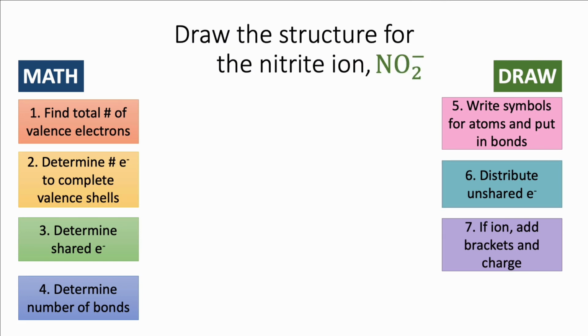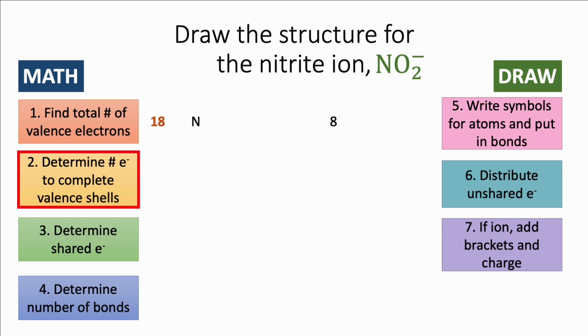Here is yet another ion, the nitrite ion, NO2-. Let's do our math. Find the total number of valence electrons. We have 1 nitrogen, which has 5. We have 2 oxygens, which have 6 each, so that's going to be 12 electrons. And then we also have a negative charge, so that's going to be 1 extra electron. So you add those all up, and we have 18 valence electrons.